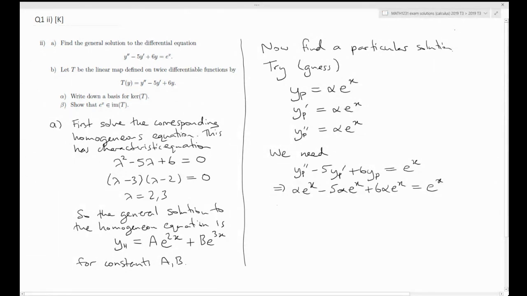Okay, this should be e to the x, and it doesn't take that much work to simplify this. There's e to the x times, minus 5 plus 6 is 2, so 2 alpha e to the x. And so we conclude that alpha is a half. And in fact, we can go back the other way: if alpha is a half, that is exactly what we want.